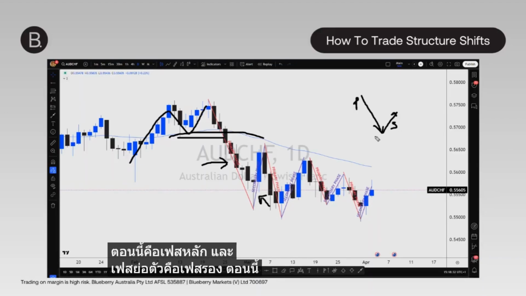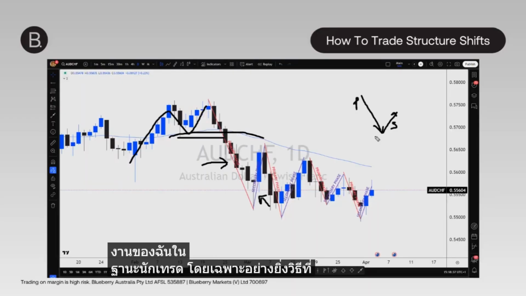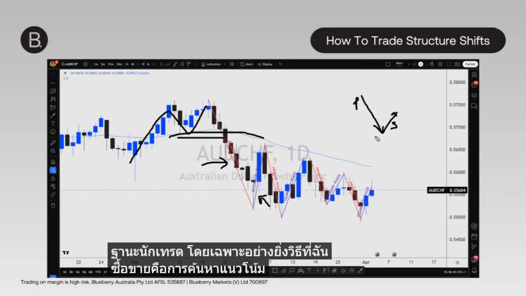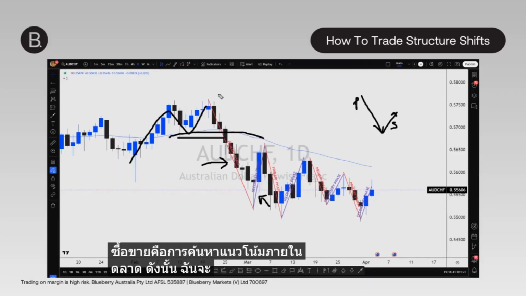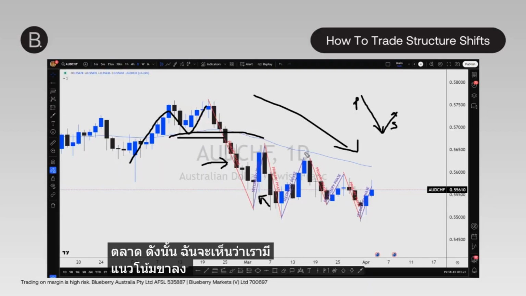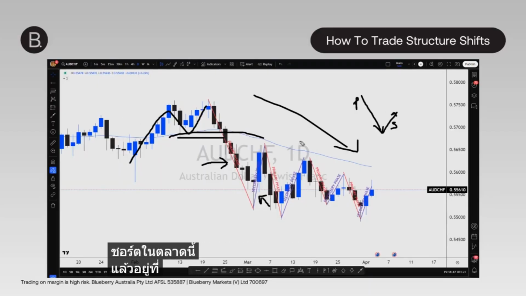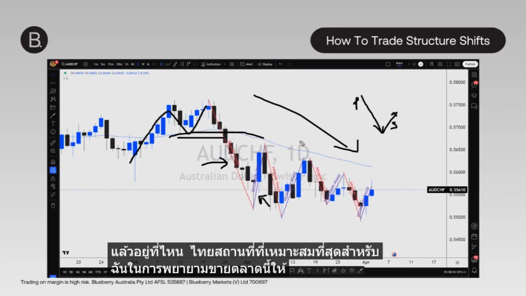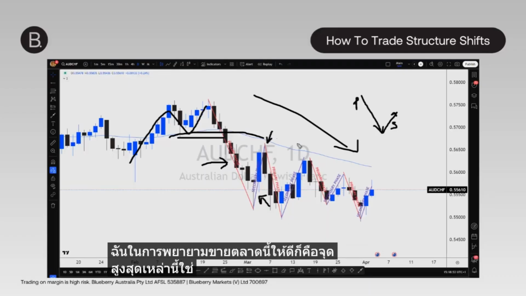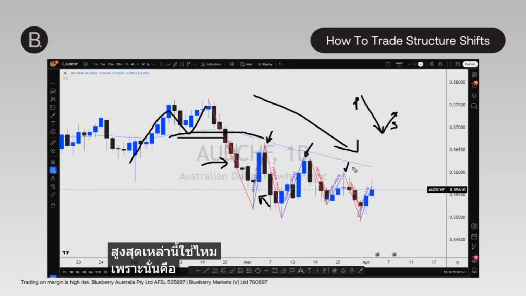That means the bearish legs in the market are now the primary phase and the pullback phases are the secondary phase. Okay, now my job as a trader, and especially the way I trade, is to find trends within the market. So I can see that we have a downward trend. I should be looking to short this market. So where is the most optimal place for me to try and sell this market? Well, it's these highs, right? Because those are where the market turns around.